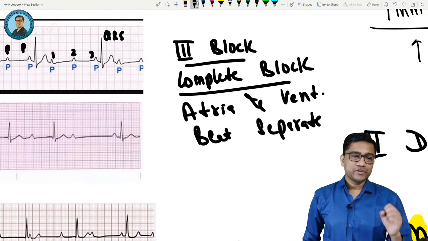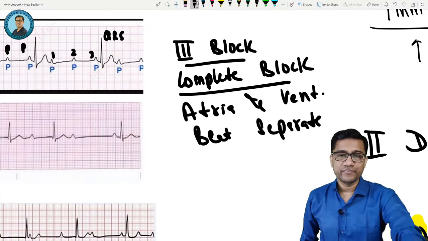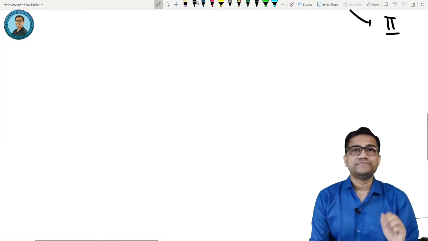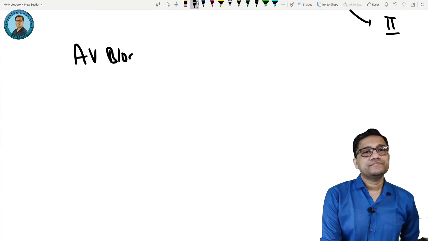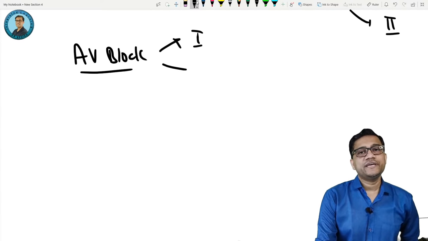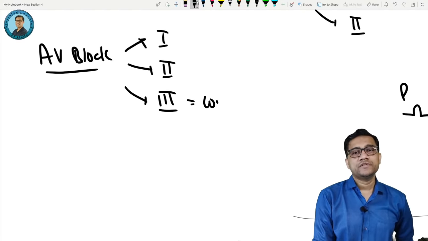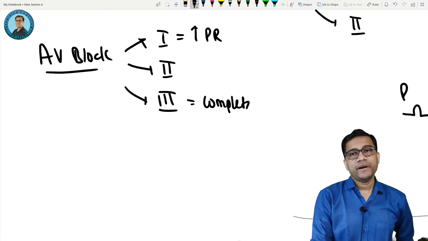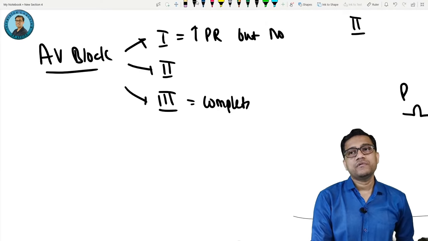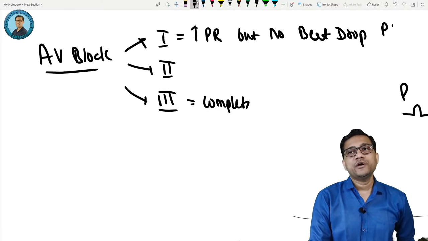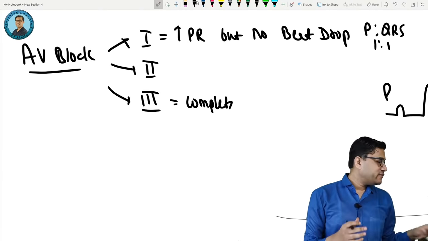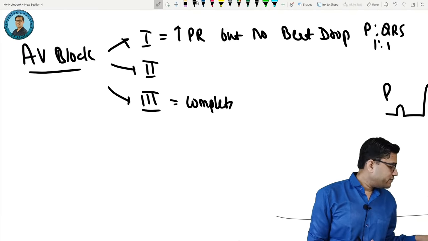Okay. So what is the summary? So we'll do the summary in this case, okay? So summary, please have a look. AV block: first degree, second degree, third. Third is complete, leave it. In one, PR increases, but no beat drops. What is the indicator? P by QRS ratio, how much? 1:1. Are you clear? So what is AV block 1?